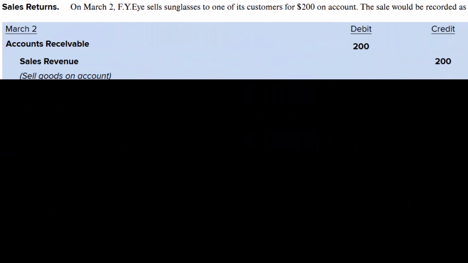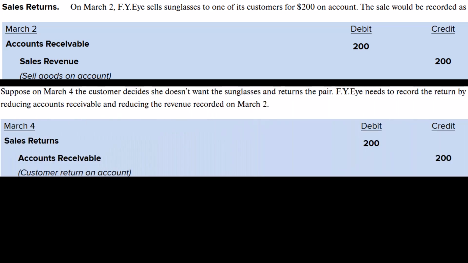Next, let's look at sales returns. First, imagine FYI sells sunglasses for $200 on account. Now, suppose the customer returns them. We need to reduce the accounts receivable, but we don't just erase the original sale. Instead, we use a special new type of account. The entry is a debit to sales returns for $200 and a credit to accounts receivable for $200.